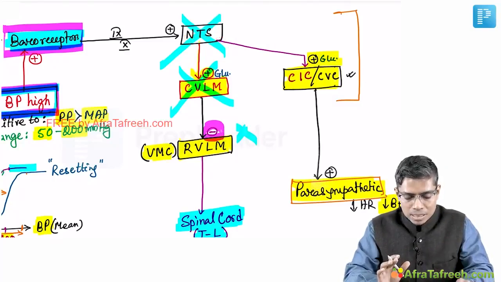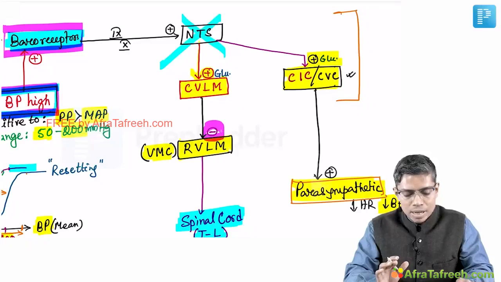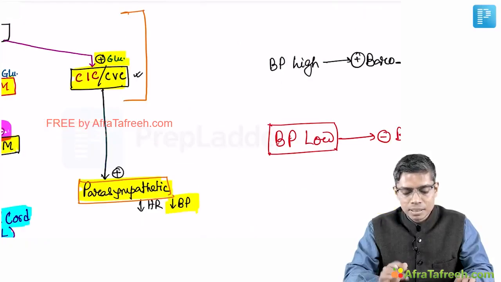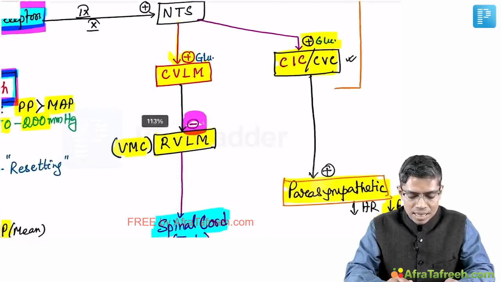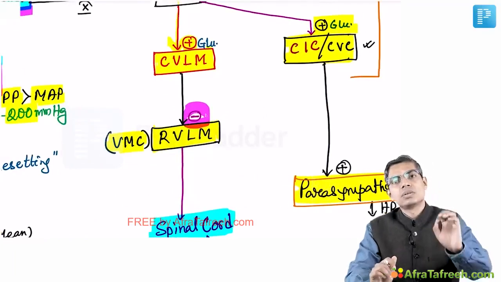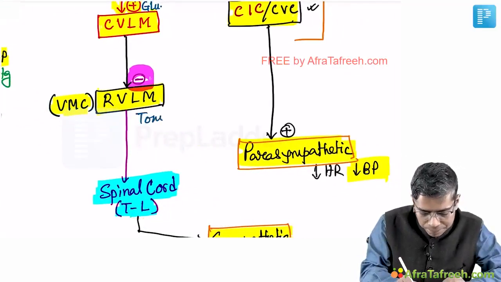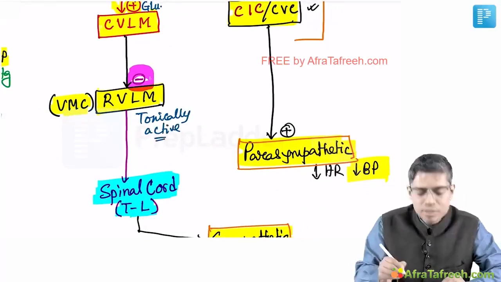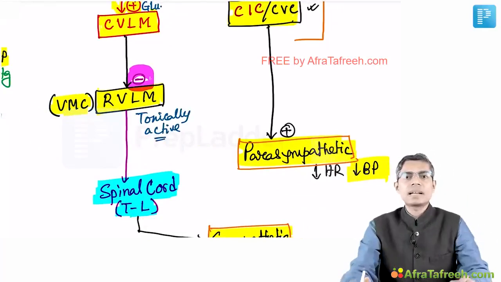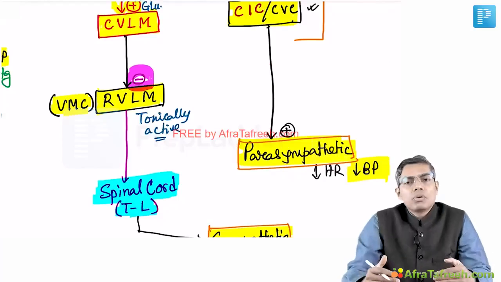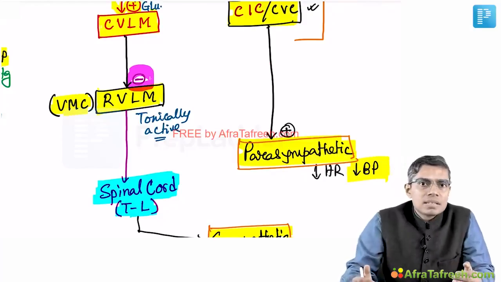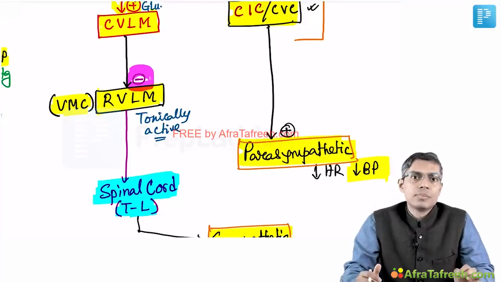Okay, so if the RVLM is not inhibited, what is going to happen to RVLM? Remember, this RVLM is a tonically active center. Well, please remember, this is very important. So this is a tonically active center. What do you mean by tonically active? Tonically active center means the center is always active until and unless you inhibit it by someone.